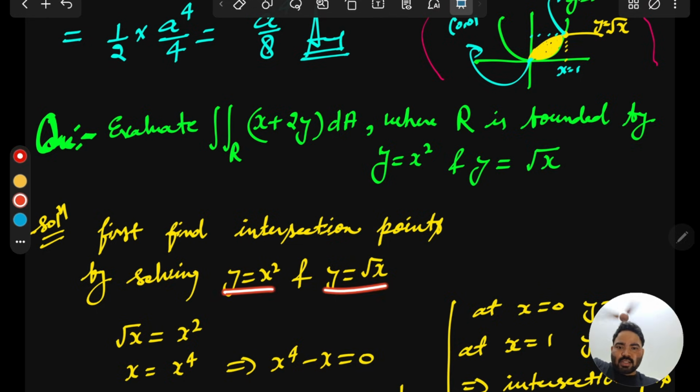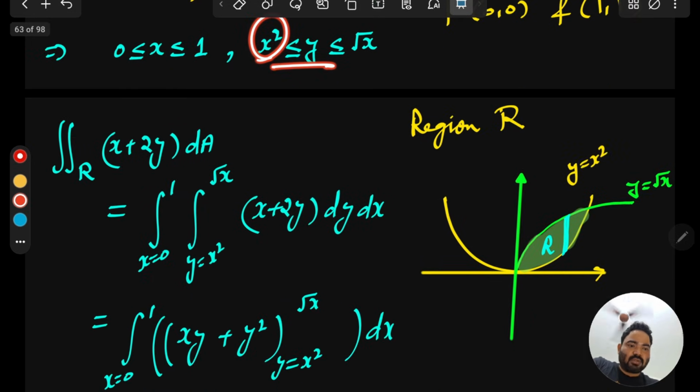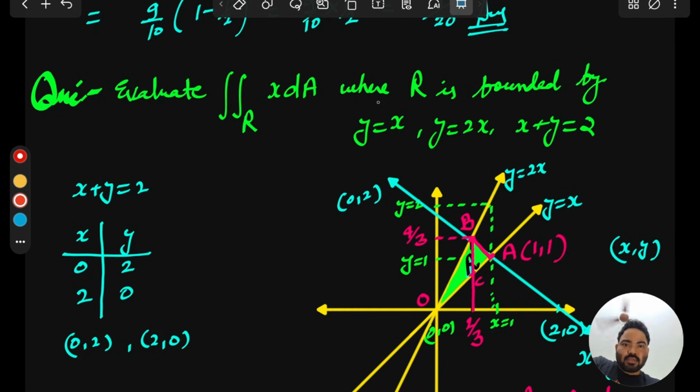First solve and find out the intersection points. Again (0, 0) and (1, 1) will come, and y is the lower limit moving along with x square, and after that under root x. So this is the way how you can solve the question. So very easy, I'm not going to waste my time. So now this is the next question.